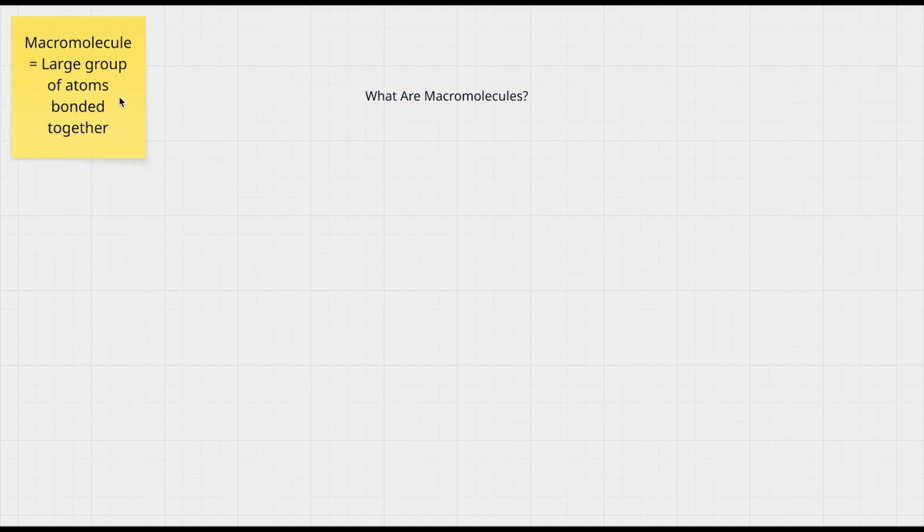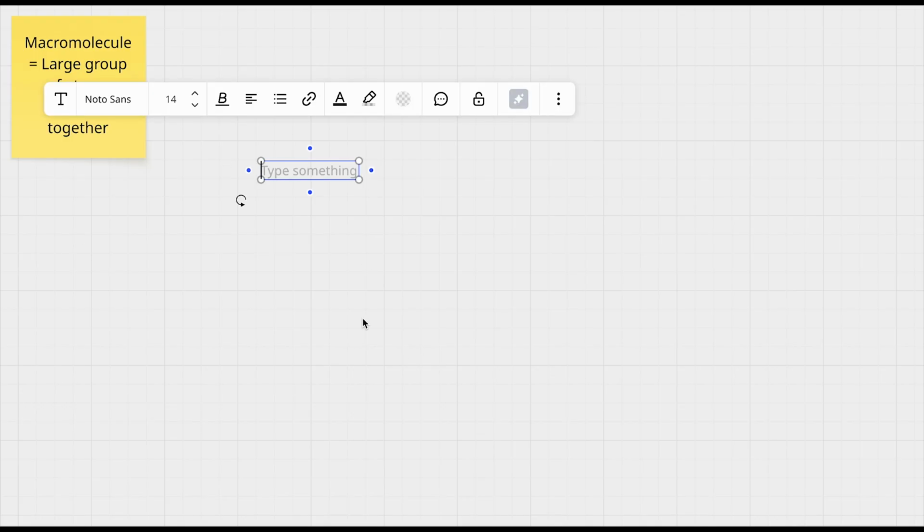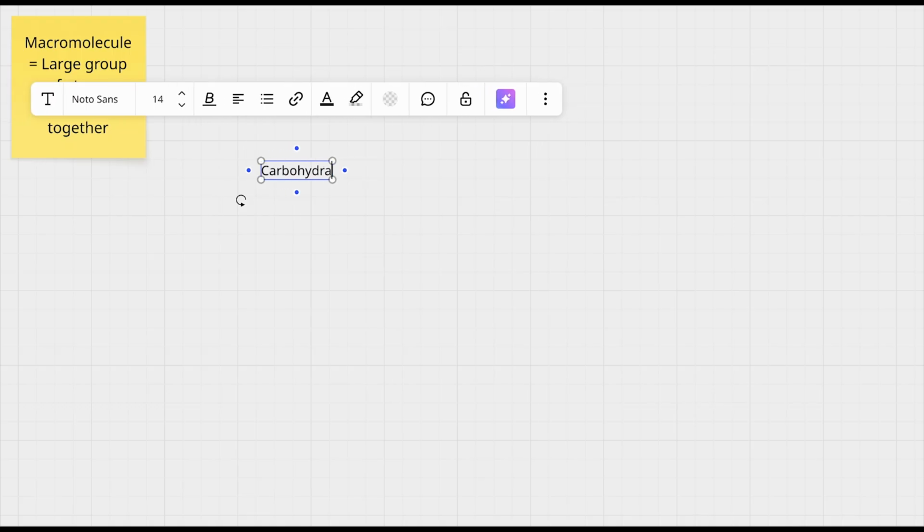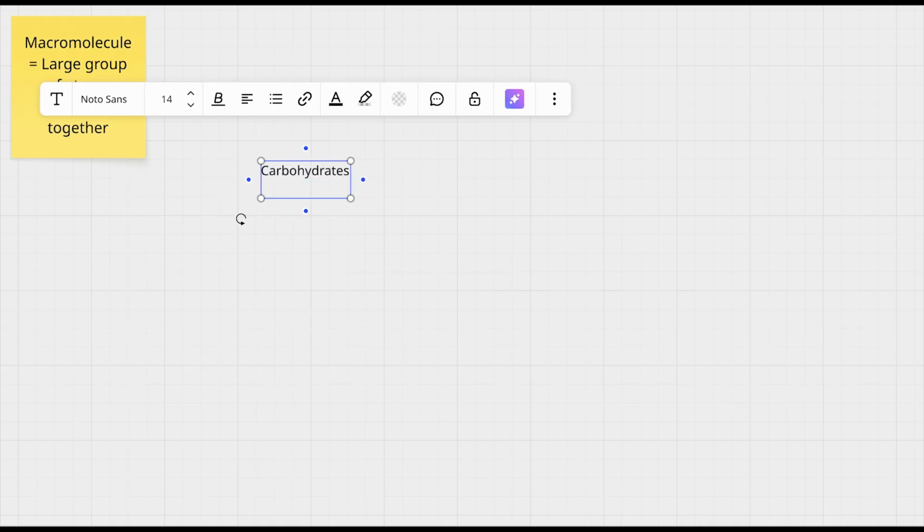All right. So basically, there are four main types of macromolecules. The first one, carbohydrates. The second one, lipids. The third one, proteins. And the fourth one, nucleic acids. These are the four main groups of macromolecules and the ones we'll be learning about too. I just want to give some space here so we can put some descriptions on them.